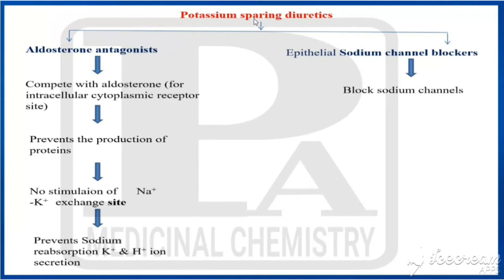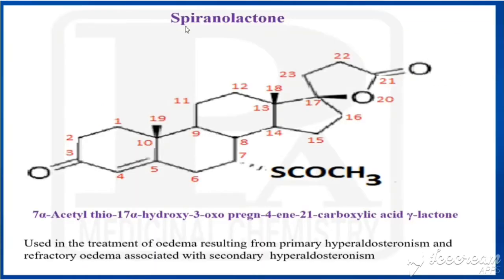So what are the two main types of potassium sparing diuretics? One is called aldosterone antagonists and the other is sodium channel blockers. The important drug under aldosterone antagonists is spironolactone. It comes under the steroids, so it has a basic nucleus, cyclopentanoperhydrophenanthrene. The first three rings are 6-membered and the last one is 5-membered.